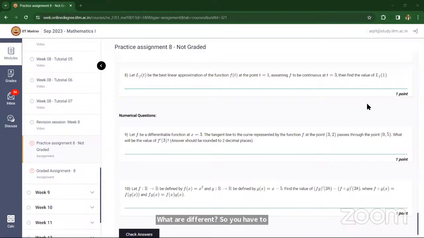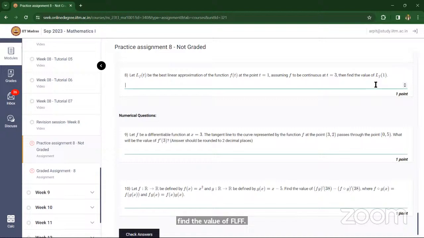Okay, this question, Sahu Ji's question, right? This 8-1. What is this question saying? The best linear approximation of the function f(t) at the point t = 1. Assuming f is continuous at t = 1, find the value of L_f(1). L_f(t) is the best linear approximation of the function f(t) at the point t = 1.